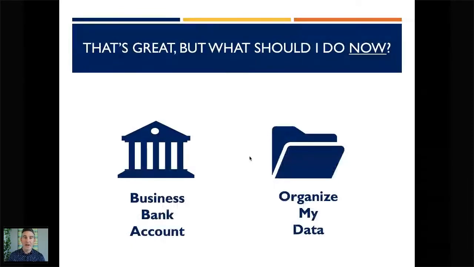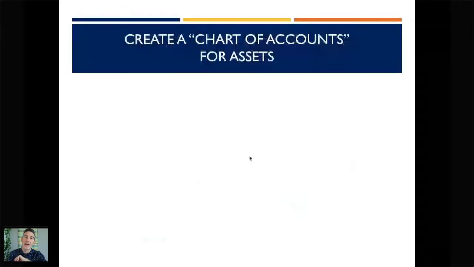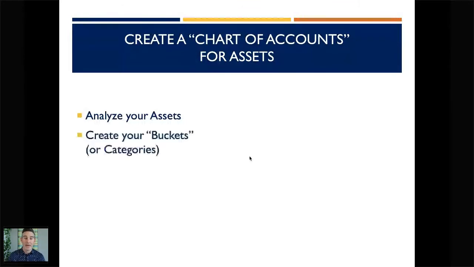And then you're going to start organizing your data. And here, we talked about this last week as well. We talked about the chart of accounts. That's basically a fancy term for the categories that we're going to have under assets. So I would say take a look at your assets, the ones that your business owns. Start dividing them into buckets or categories. And I'll just give you an example of what that might look like.